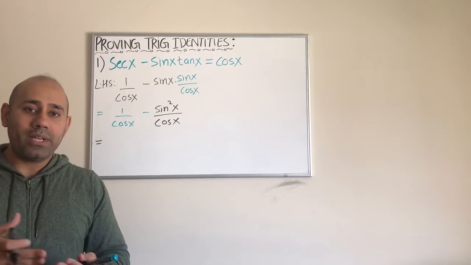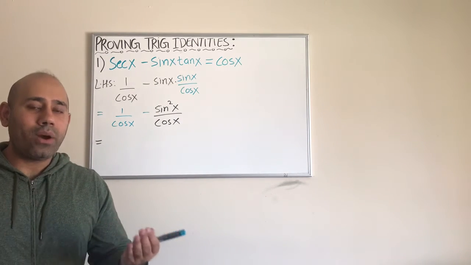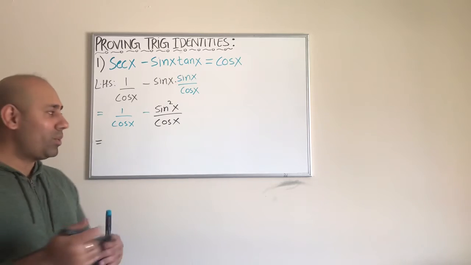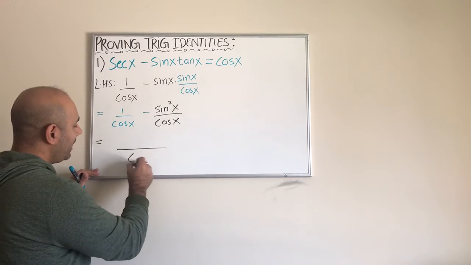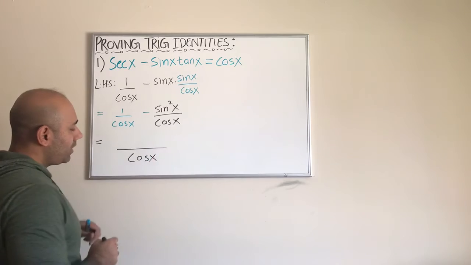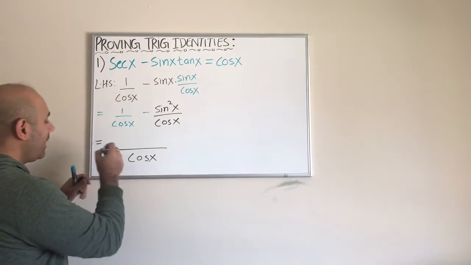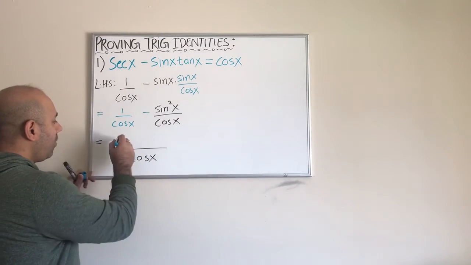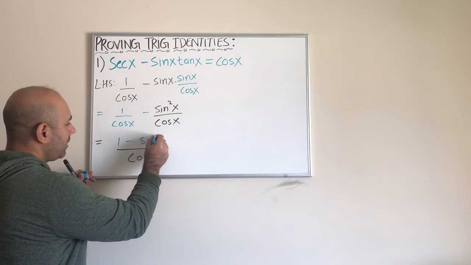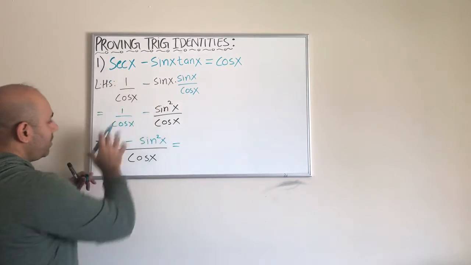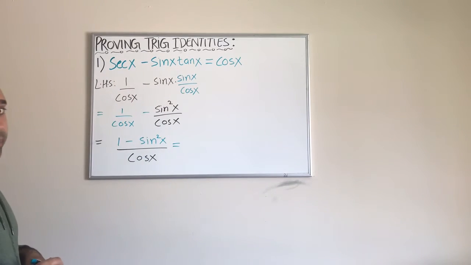When they have the same denominator, we can quickly or easily combine the numerator. So in this case, we can simplify this by just writing the denominator once, cosine x, and then we can combine the numerator, which is 1 minus sine square x. Still working with the left hand side only. Now let us see if we can simplify this further.